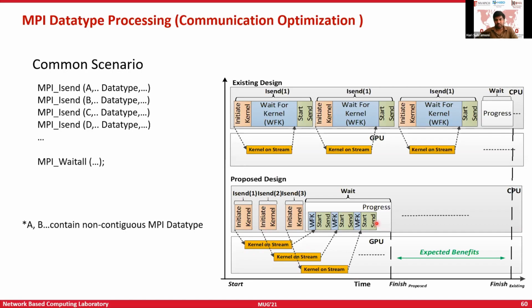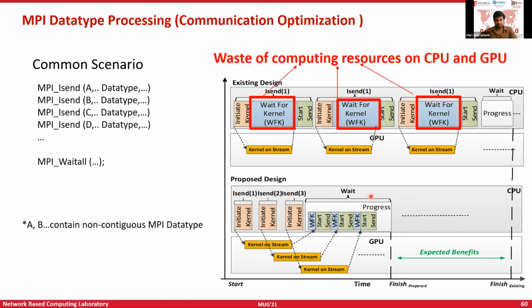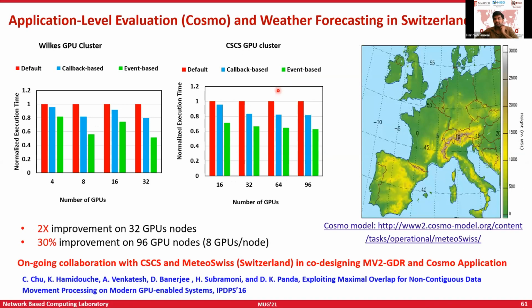Broadly, we were able to significantly reduce the overall launch and execution time of the data type processing on the sender side and on the receiver side, thereby leading to significant benefits in overall application execution time. This waste of computing resources is what we were able to avoid. The upshot of all of this was that we were able to significantly accelerate the weather forecasting for Switzerland.